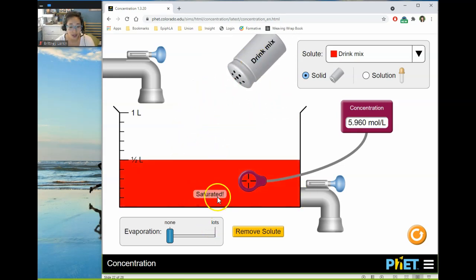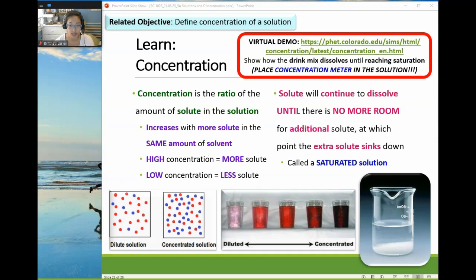Keep going. And now look, it's saturated. Now the reason you know it's saturated is because at the bottom, it might be a little bit hard to see, but you can see that little particles of that drink mix are no longer dissolving. So you can actually see that some of that drink mix is still around. And so again, this means that the rest of the liquid is now saturated. It cannot fit any more solute.